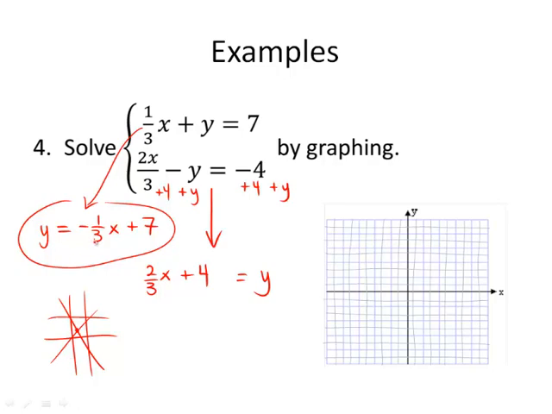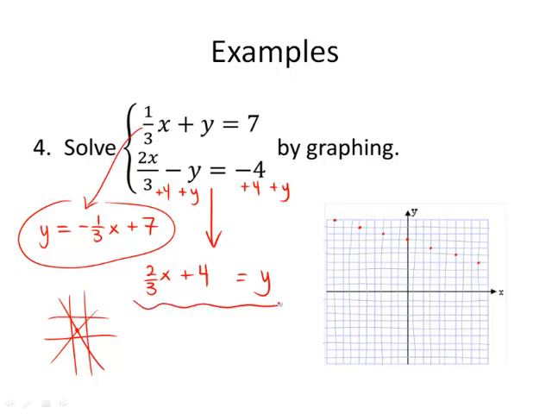So, the first one, let's start at 7. 2, 4, 6, 7. And we're going to go down 1, right 3 according to the slope. Down 1, right 3. Or up 1, left 3. So those points will connect to make a line.